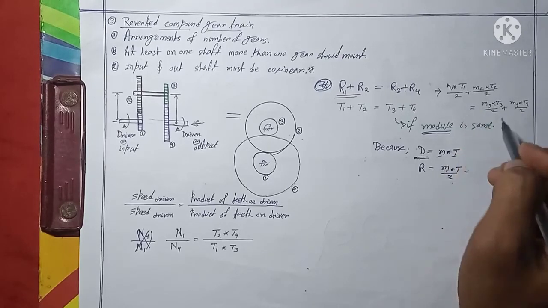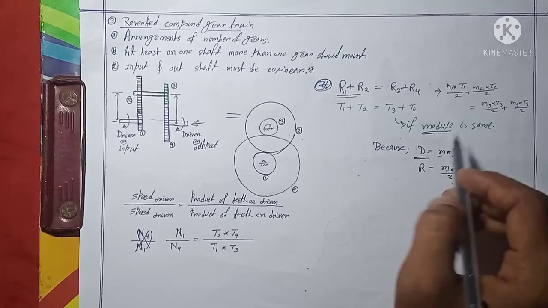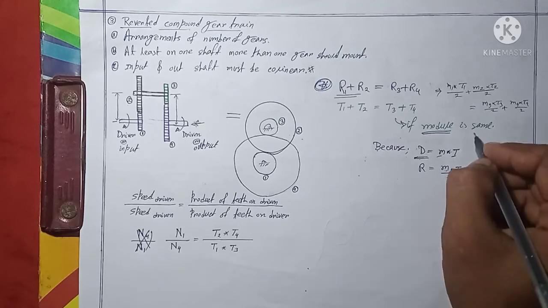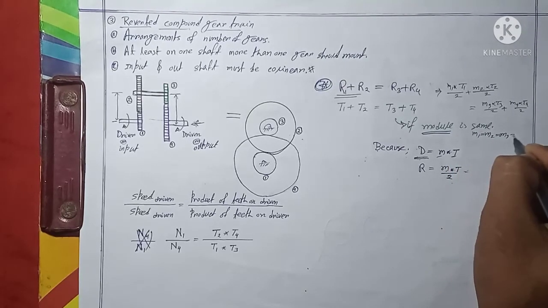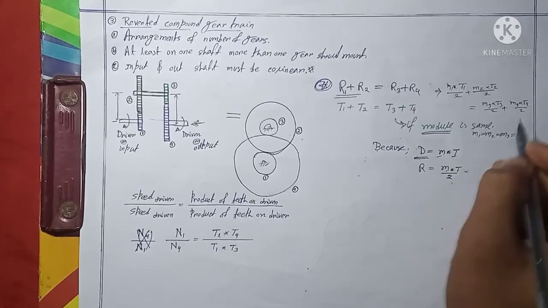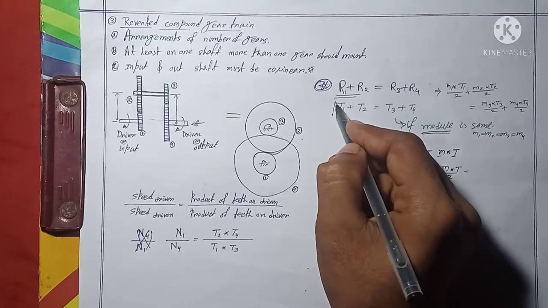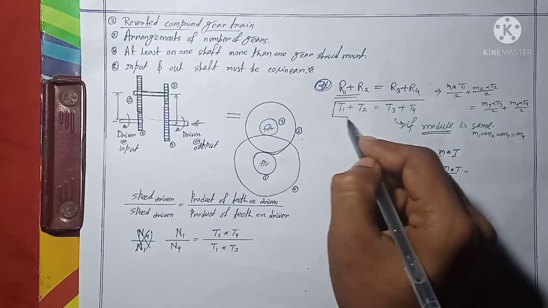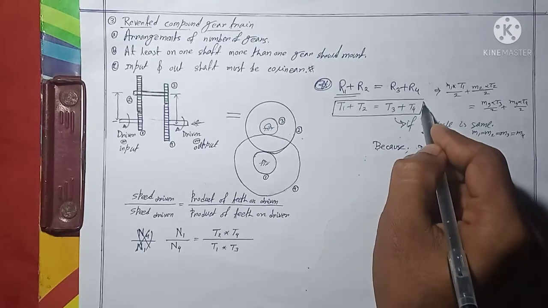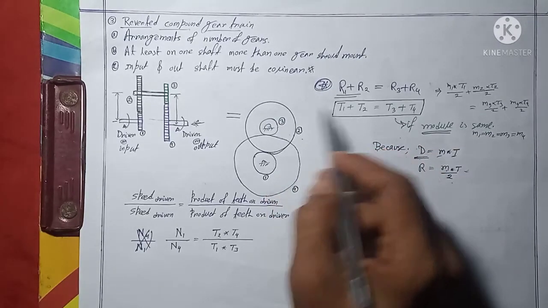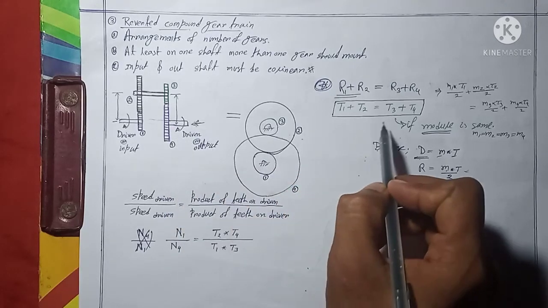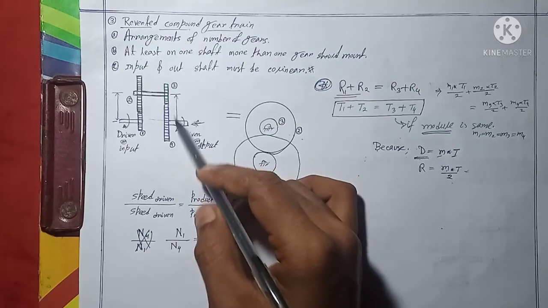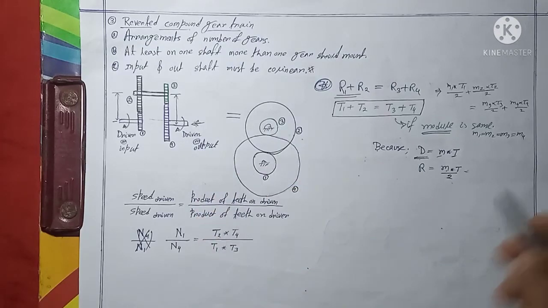Now here the 2 gets cancelled out, and if we assume that the module is the same, meaning m1 is equal to m2 is equal to m3 is equal to m4, then simply teeth 1 plus teeth 2 is equal to teeth 3 plus teeth 4. This means the summation of the teeth present in gear 1 and gear 2 must be equal to the summation of the teeth present in gear 3 and gear 4. So this one is simple, I think.